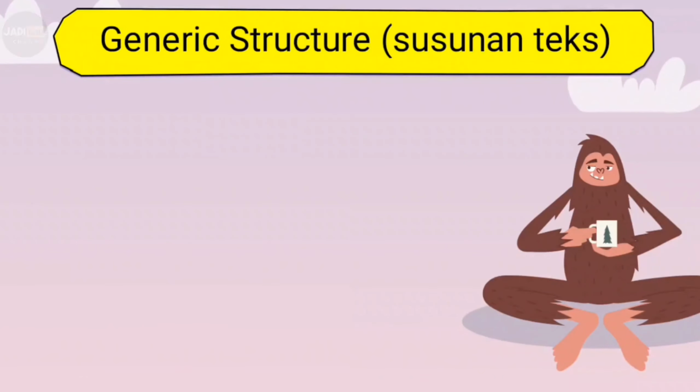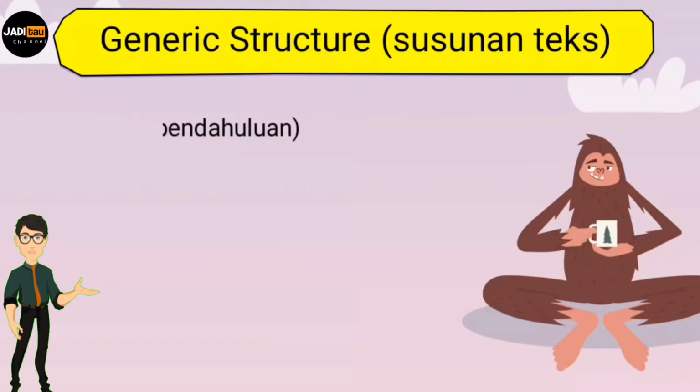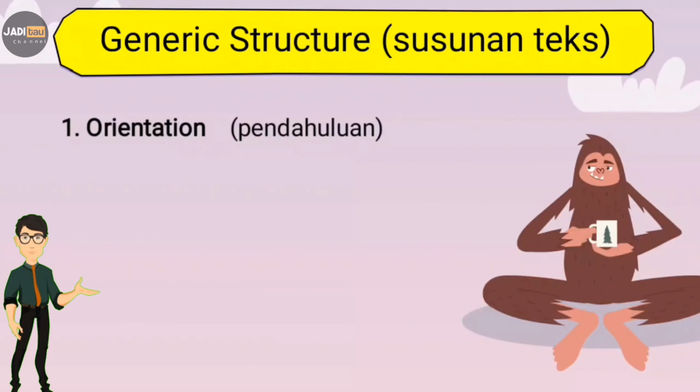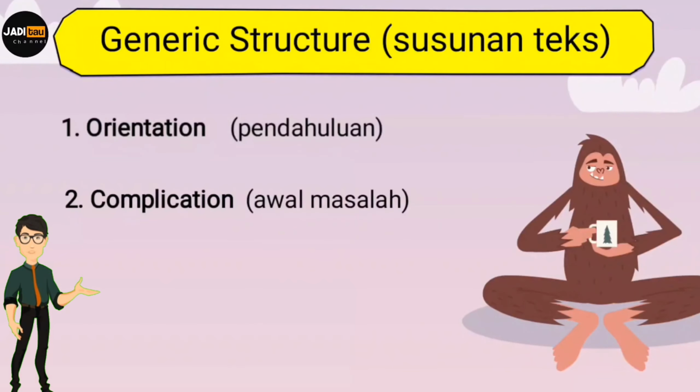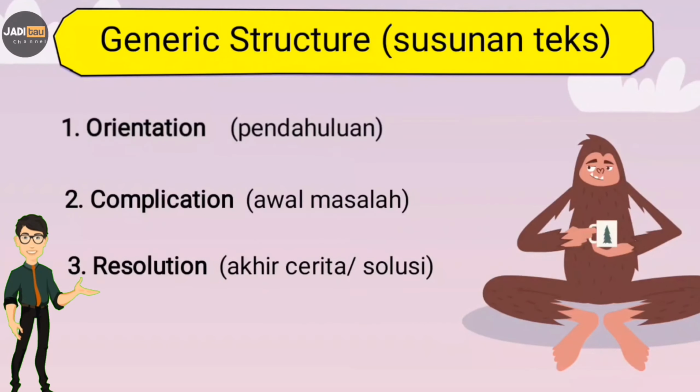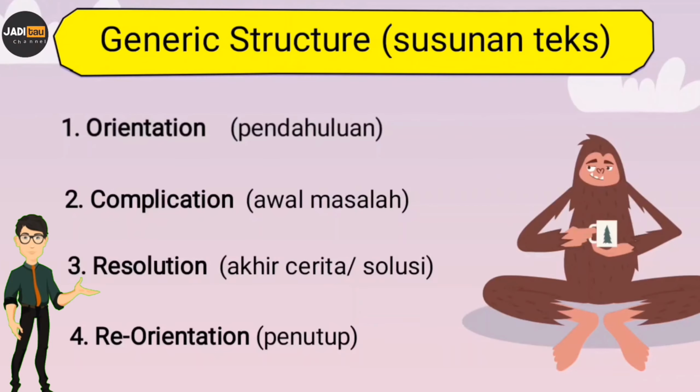And now, generic structure. Sekarang adalah susunan teks. The first is orientation. Yang pertama adalah pendahuluan. And the second, complication. Yang kedua adalah awal masalah. Dan yang ketiga, resolution atau akhir cerita dan solusi. And the last, reorientation, yaitu penutup.